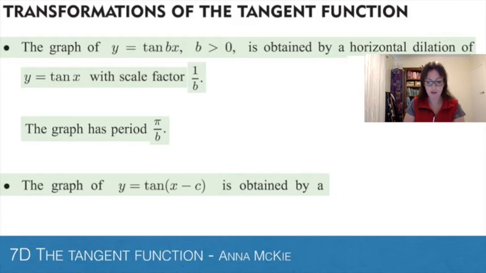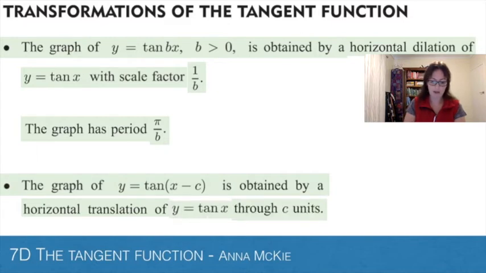And also for horizontal translation, note that if it's a negative c there, the shift is in the opposite direction to what you might be expecting. So in comparison to tan of x, it's horizontally moved through c units.